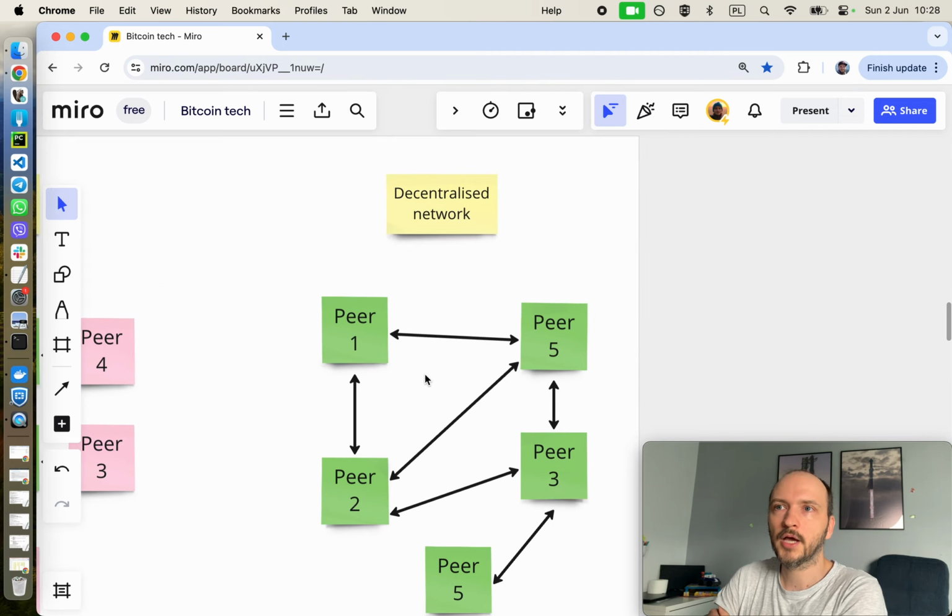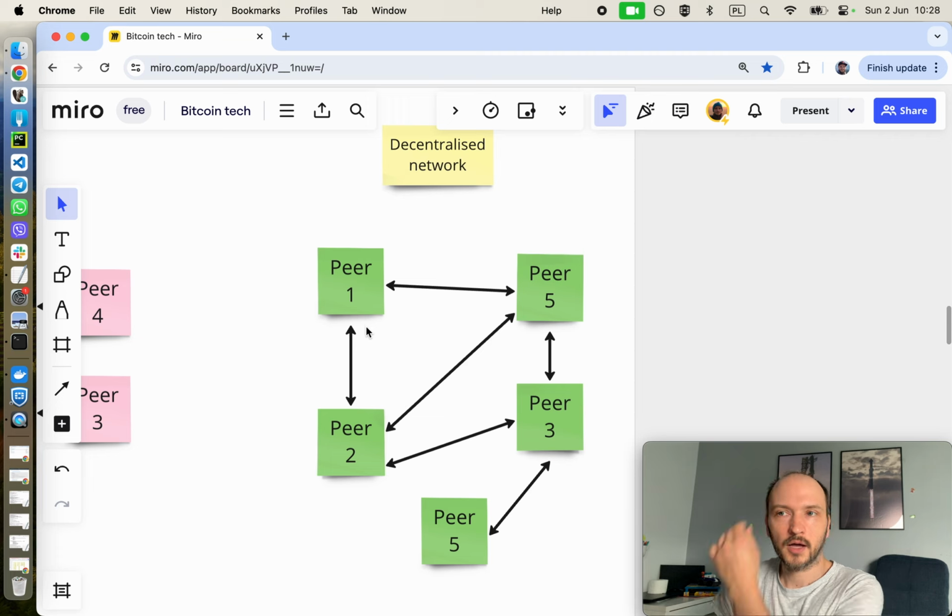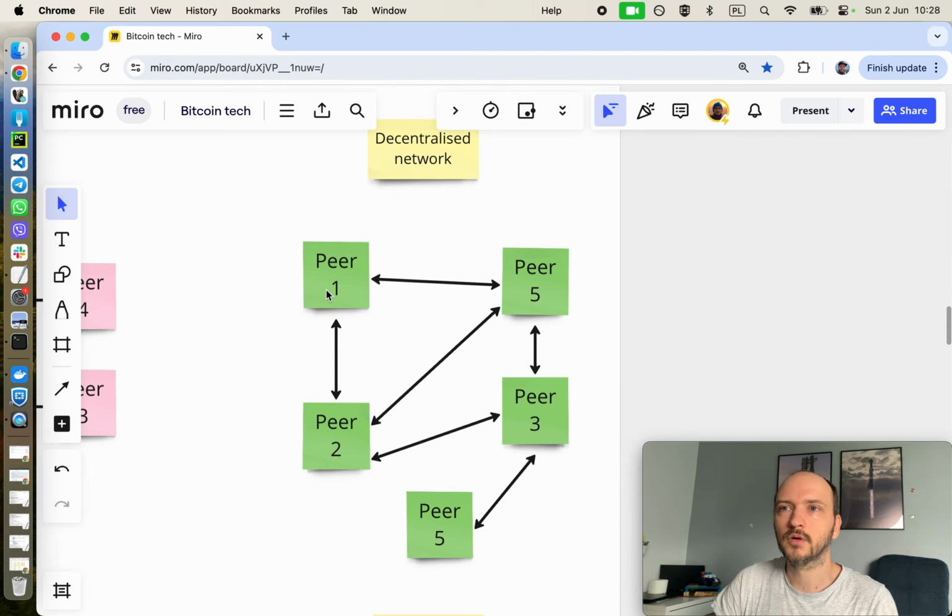An alternative to that is a decentralized network. That's the architecture where peers are connected to each other. One peer might be connected to two peers, or three, or maybe 10 peers, but not to all the peers if the network is big. And there is no single point of failure.